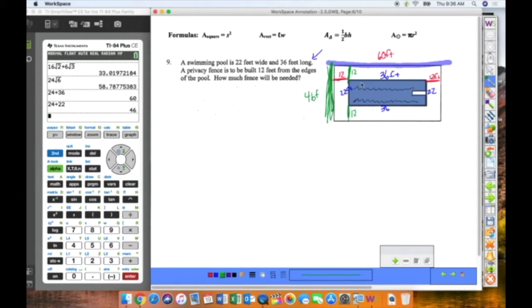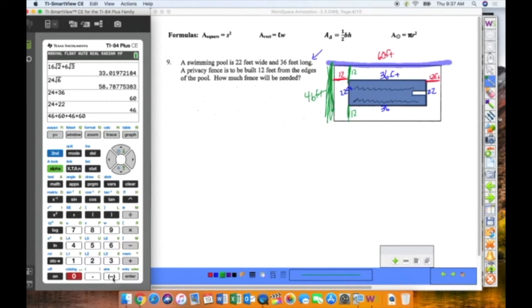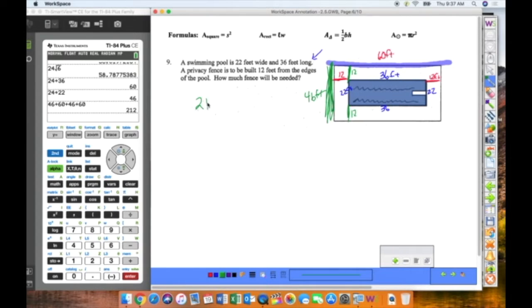Now they say how much fence is needed. You have to outsmart the problem and realize, okay, if you're going to put a fence around something, is that more of a perimeter or is that more of an area? And I hope, because we're advanced students, that we know that putting fence around something is the perimeter. So I need to do 46 plus 60 plus 46 plus 60, and realize that that is 212 feet of fence that we need. So if we were going to a hardware store, we'd have to buy 212 feet of fence to get around the outside of that pool.